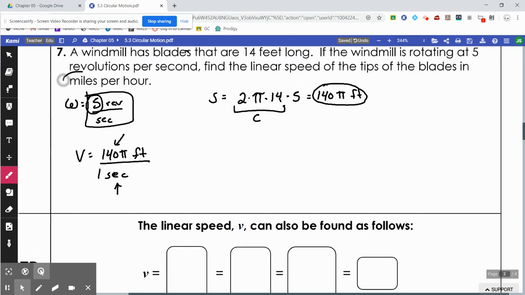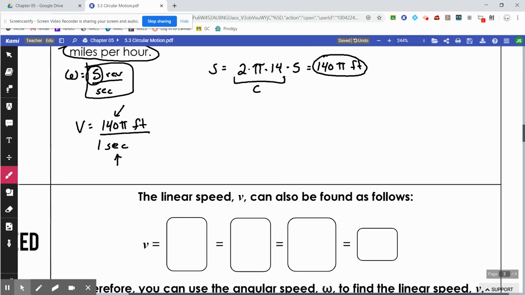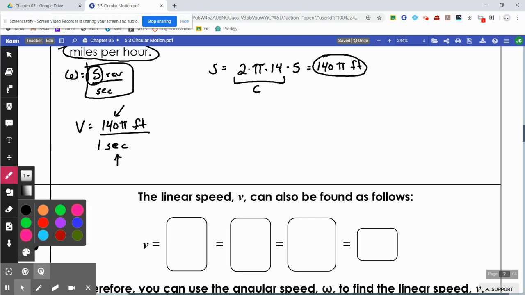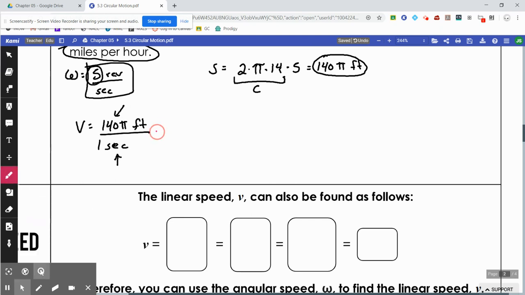However, we want our answer in miles per hour. So we're now just using conversion factors. We've got our answer in feet per second. So now let's change our feet to miles using the same conversion we did a while ago. I know 5,280 feet is equal to 1 mile. Notice how I put feet on bottom so that feet cancels with feet. Now my answer is in miles per second. So let's change. I want miles per hour.